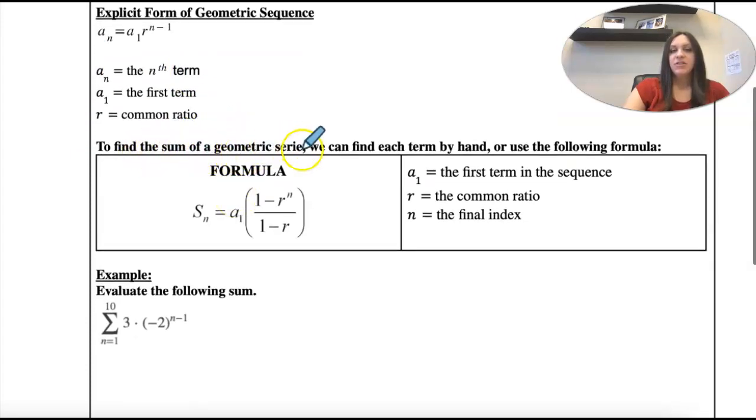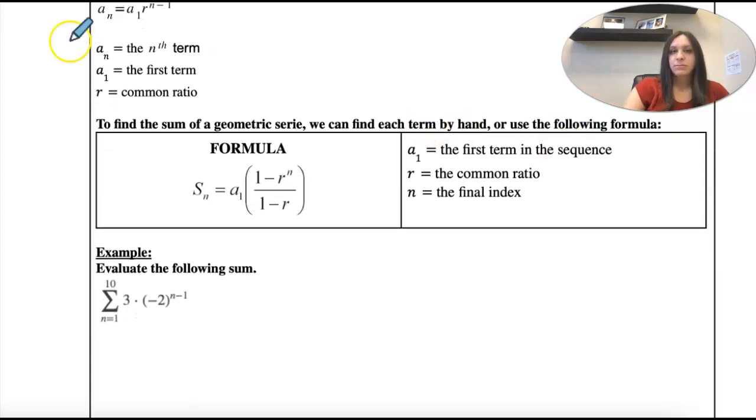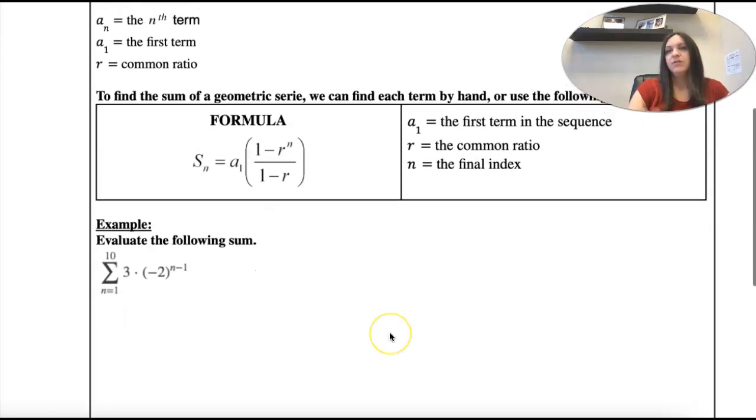To find the sum of a geometric series, we can find each term by hand. So do it all one by one. Or we have a formula. So here's the formula. Here's what everything is. We're going to do an example where we use the formula just so you can see it.